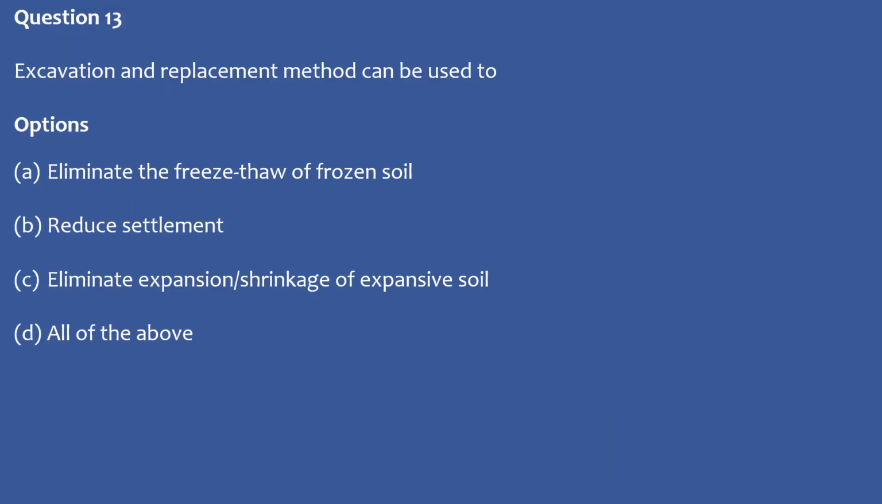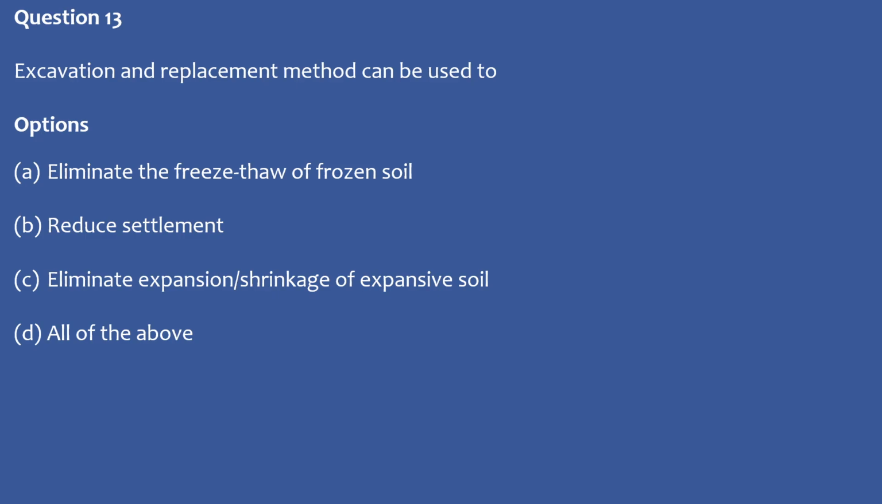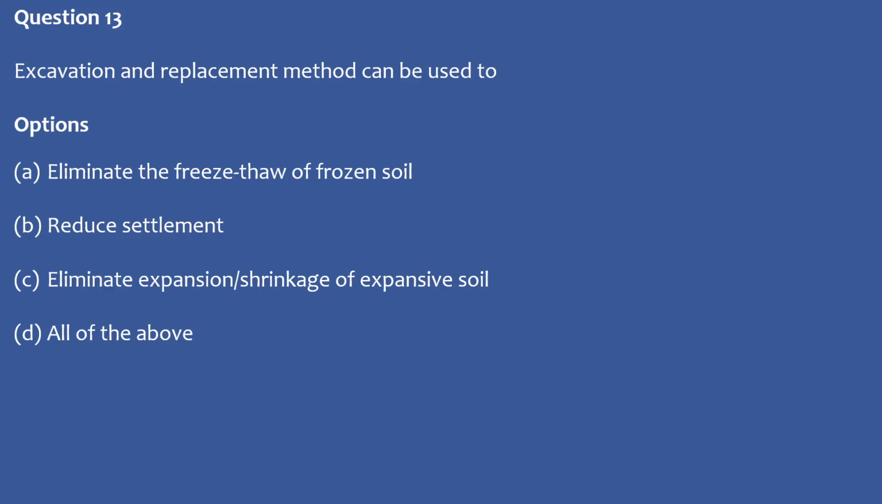So let's see the excavation and replacement method. What do you mean by ground improvement? This is basically enhancing the ground properties such that it is capable of surviving various hazards, meaning certain events which can cause the loss of property and lives. To mitigate that, we enhance the soil property such that it is capable of surviving that particular hazard.